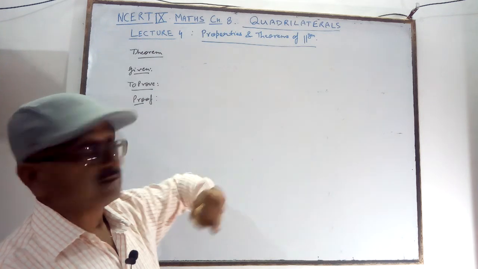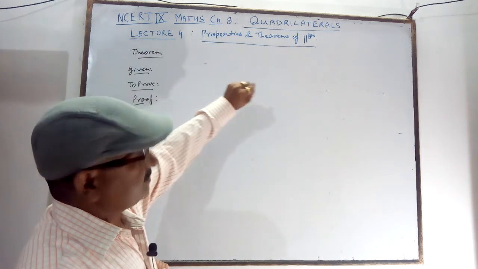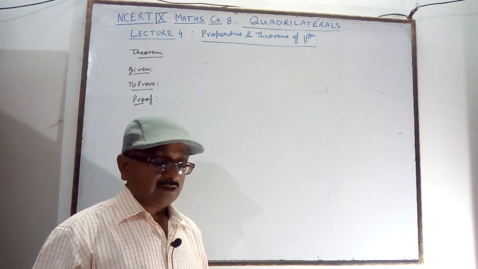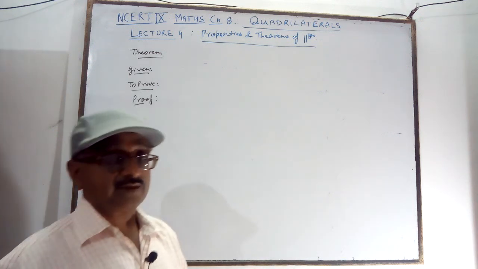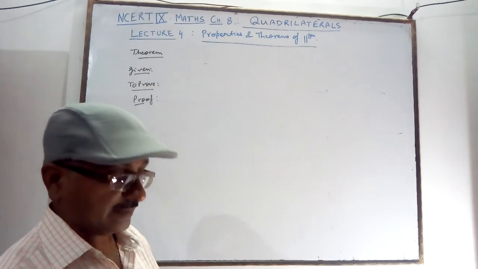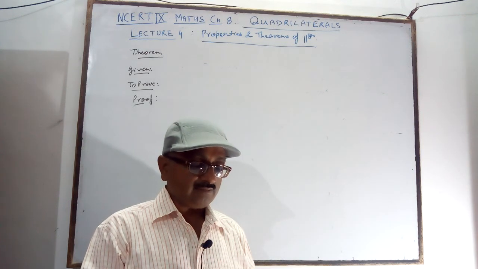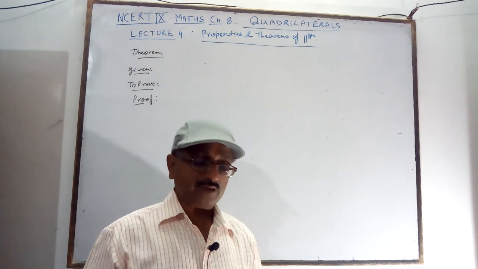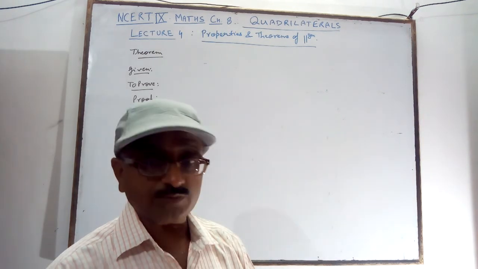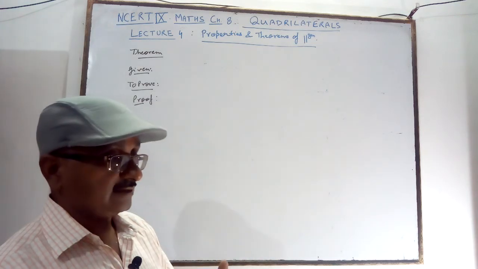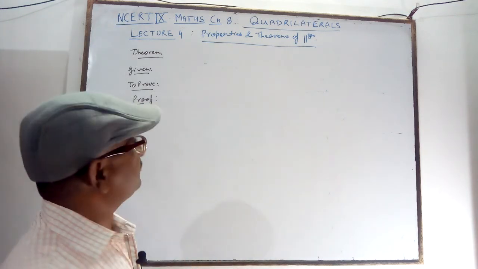Quadrilateral chapter, Properties and Theorems. In this I have explained till the 6th theorem, based on the property of a parallelogram. Now you will see that if the diagonals of a quadrilateral bisect each other, then it is a parallelogram. In the previous theorem I proved the diagonals of a parallelogram bisect each other. Now you are seeing the converse of it.